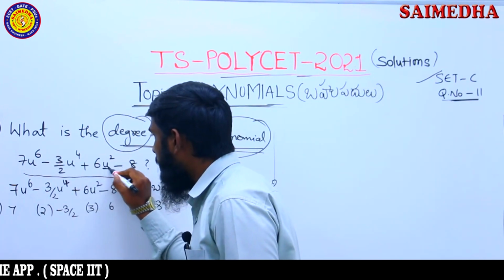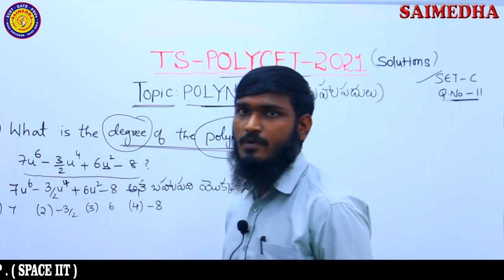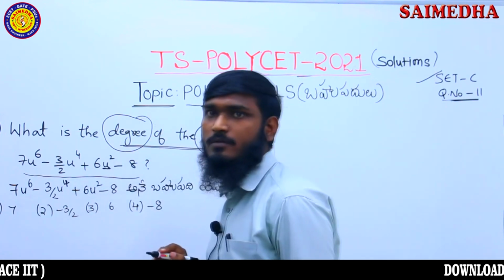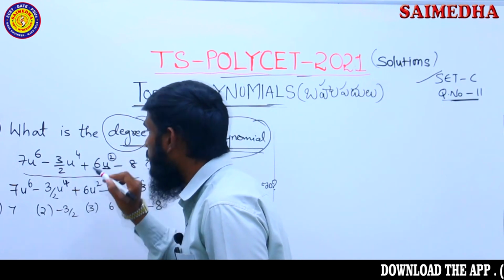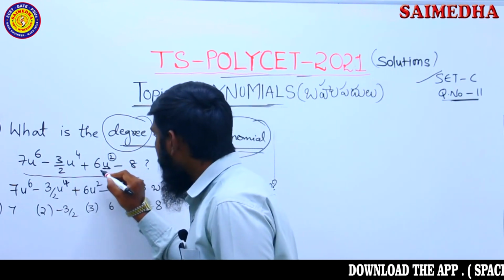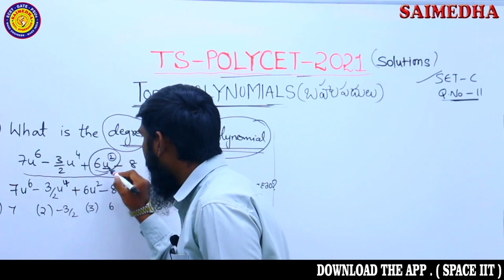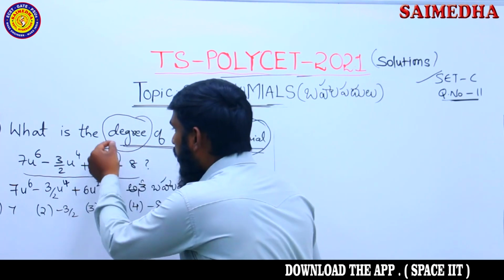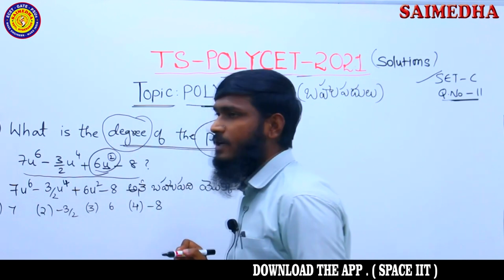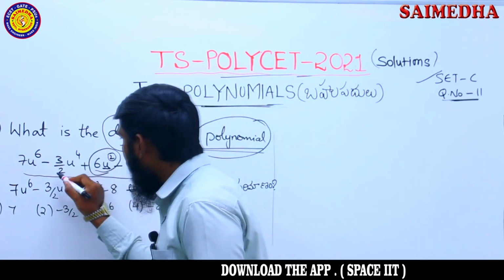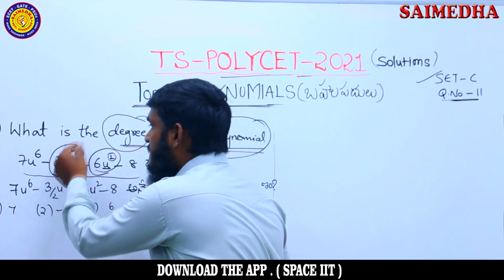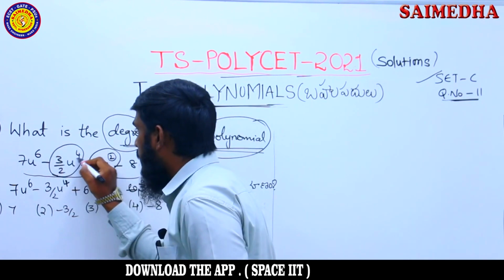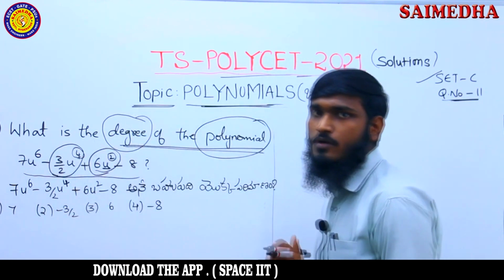What is this variable? It is u. What is the power of this variable? The power is equal to 2. So when you are taking this term, the degree or power of this variable is equal to 2, and when you are taking this term, the degree or power of this variable is equal to 4.